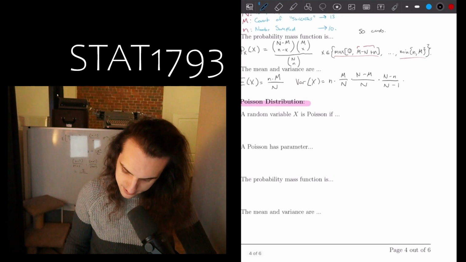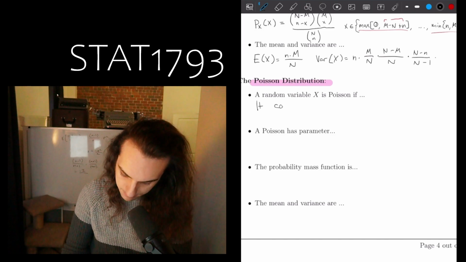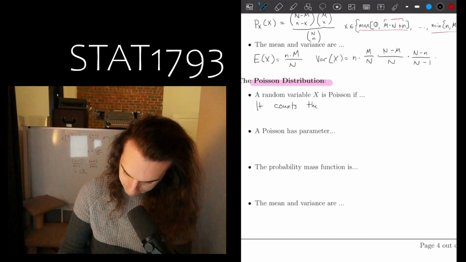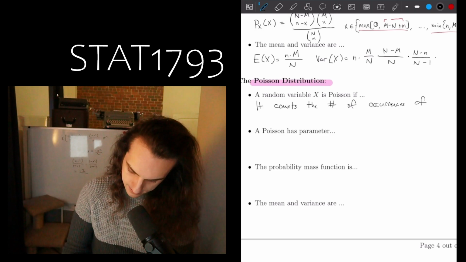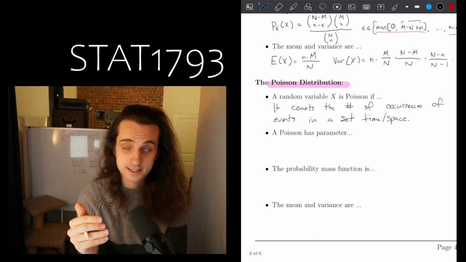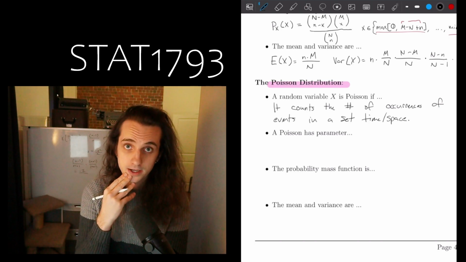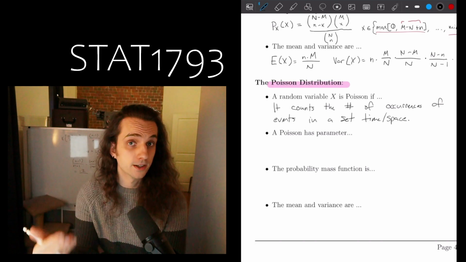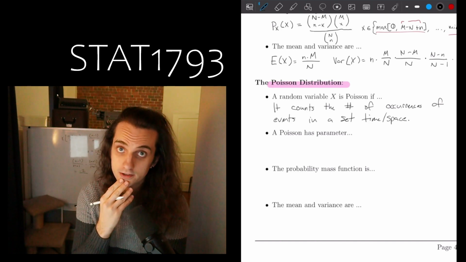And the idea is that a random variable X is going to have a Poisson distribution if it counts the number of occurrences of events in a set time or space or similar. Okay, and so what are we thinking about here? Well, if you're thinking about, for instance, how many individuals are going to arrive at an emergency room over a 24-hour period, none of the distributions we've looked at so far are really going to capture that idea. And so counting up that number is going to follow this Poisson distribution.